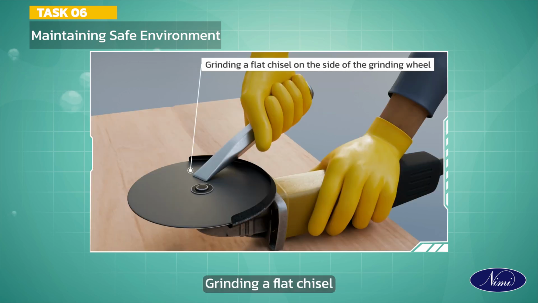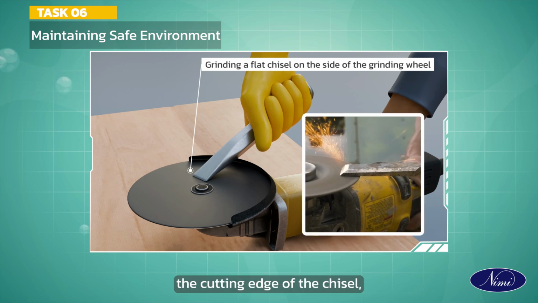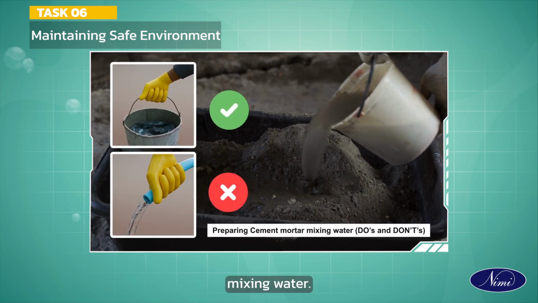Grinding a flat chisel on the side of a grinding wheel, also known as side grinding, is a common technique used to sharpen the cutting edge of the chisel. Preparing the cement mortar, mixing water.